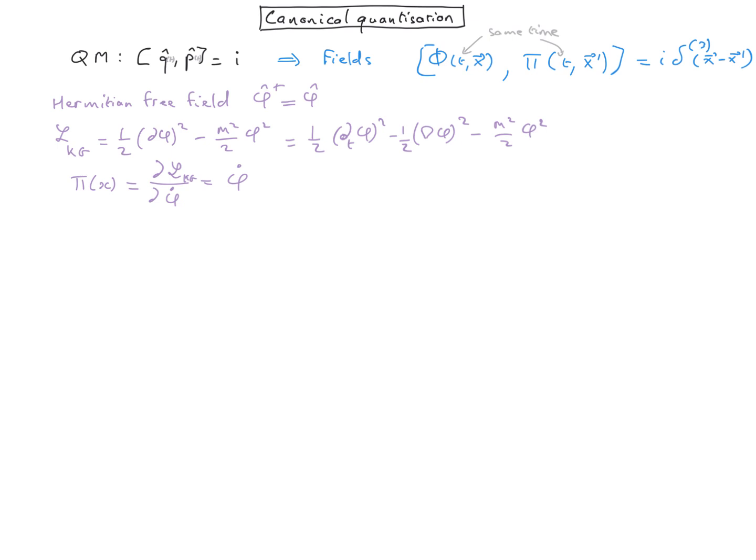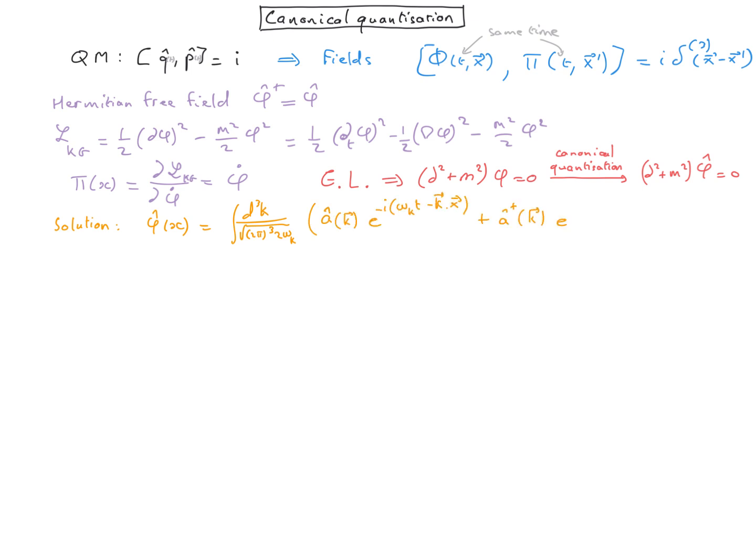In canonical quantization, we start from the classical equations of motion, and then we quantize them by changing the dynamical variable into an operator. The classical equations of motion are obtained from the Euler-Lagrange equation, which gives the Klein-Gordon equation. Now we canonically quantize by changing phi into an operator. We already worked out a solution of the Klein-Gordon equation. This is a sum of positive frequency and negative frequency solutions.